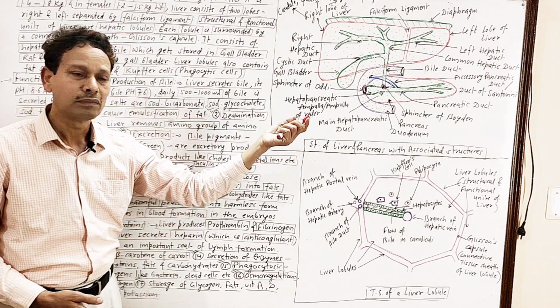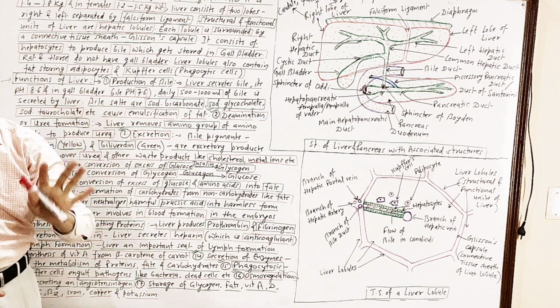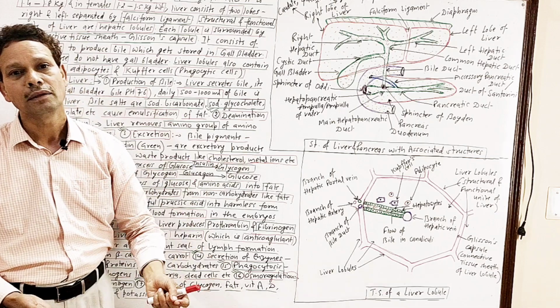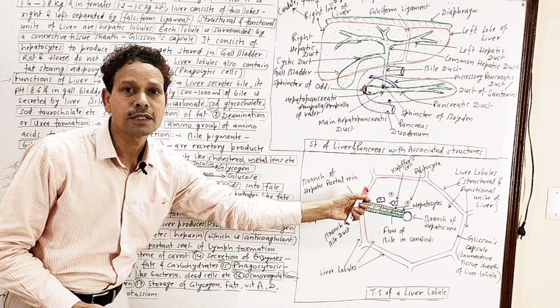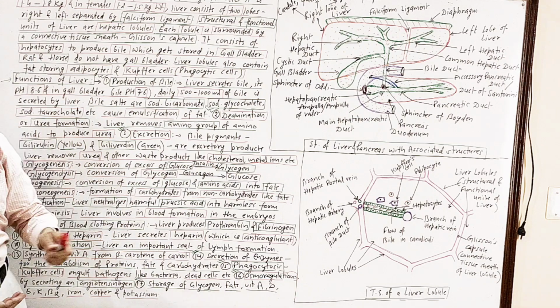Our liver daily produces about 500 to 1000 milliliter, means about 1 liter of bile. These hepatocytes produce a liver secretion of about 1 liter per day.